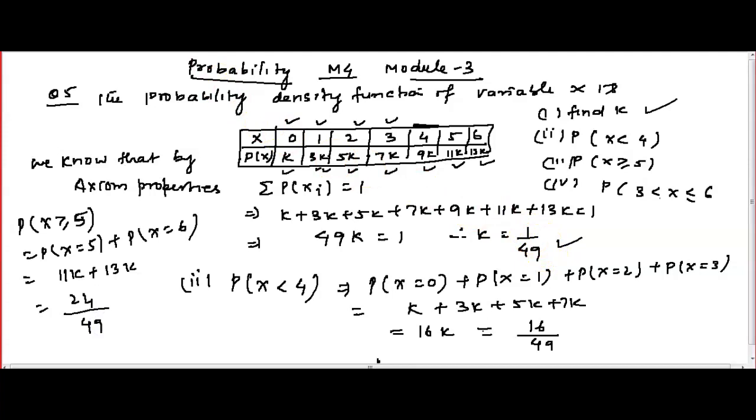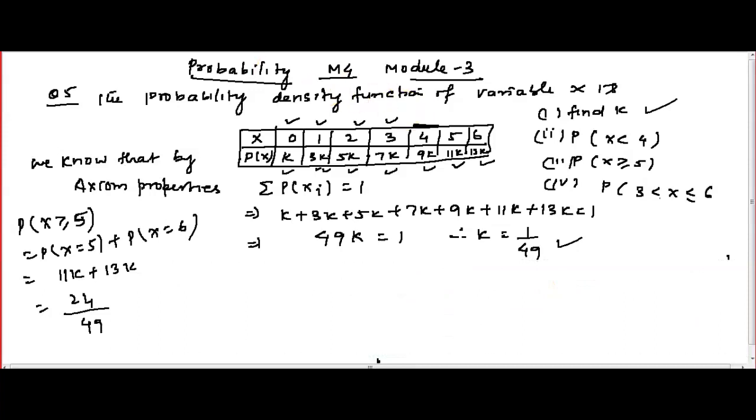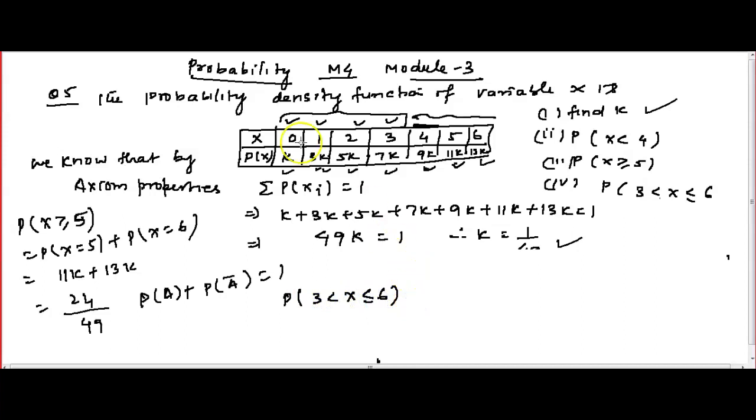And the last, fourth one is given. I'll solve it here. Probability of x lying between 3 and 6, that is 3 less than x less than or equal to 6. So see, next is given here, probability of x lying between 3 to 6 where 3 is not included.